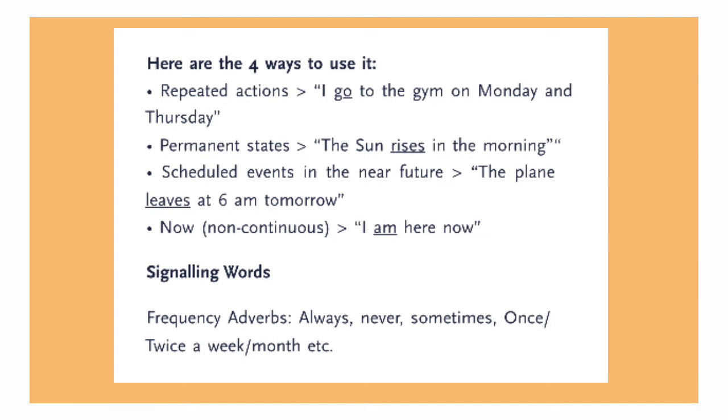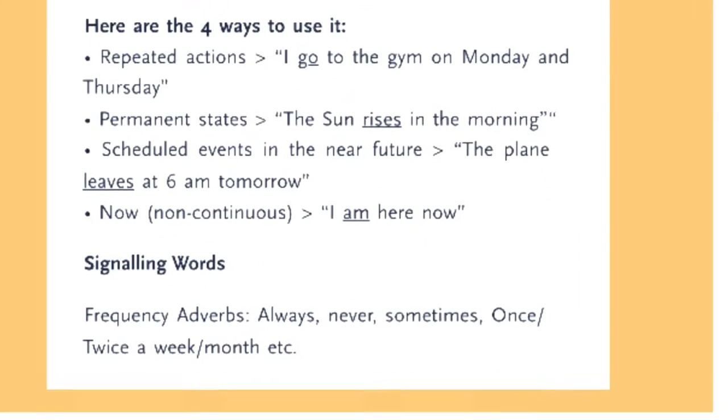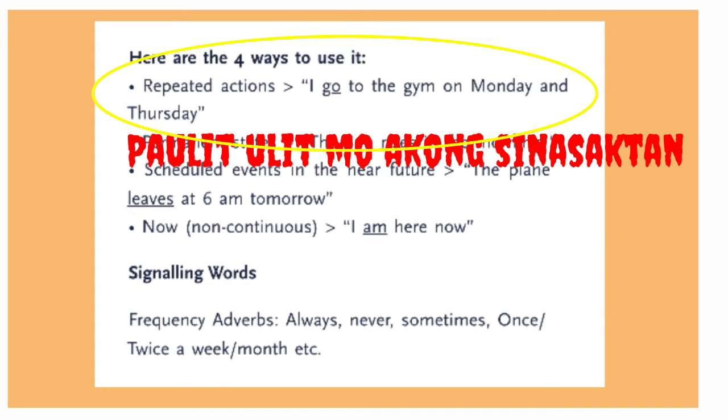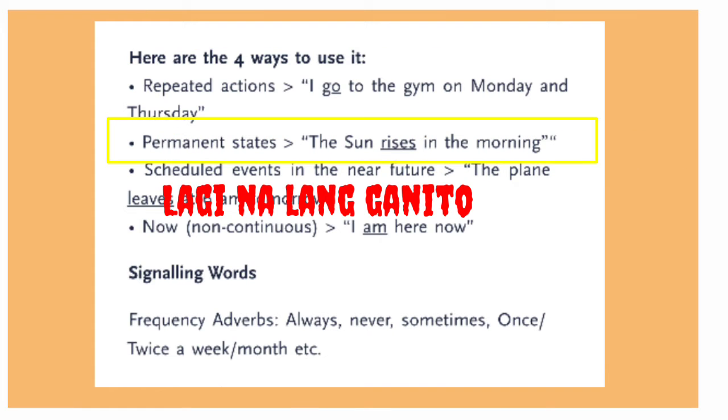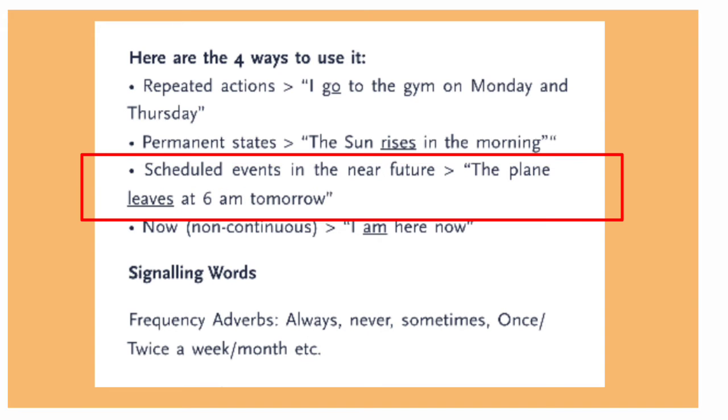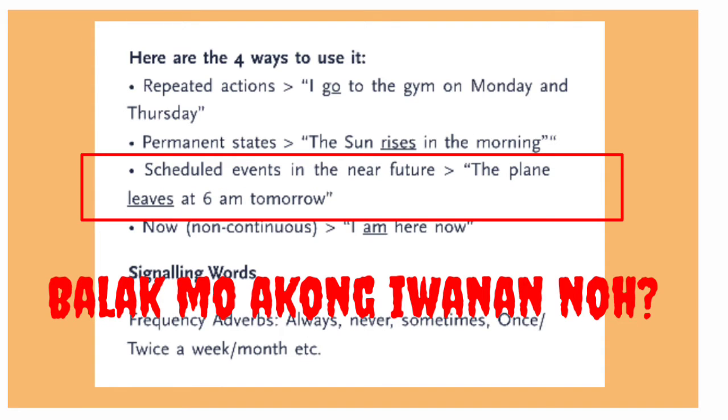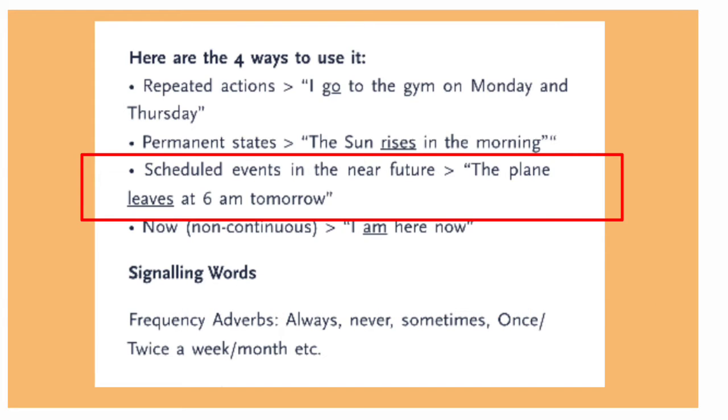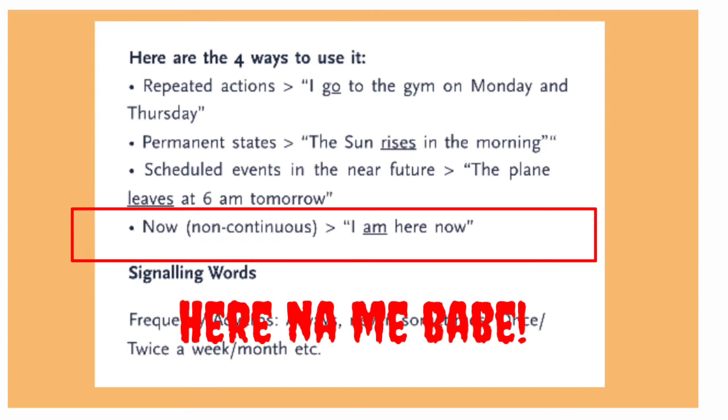Here are the 4 ways to use it. For repeated actions, you say, I go to the gym on Monday and Thursday. For permanent states, the sun rises in the morning. For scheduled events in the near future, you say, the plane leaves at 6 a.m. tomorrow. For the word now, which is non-continuous, you say, I am here now.